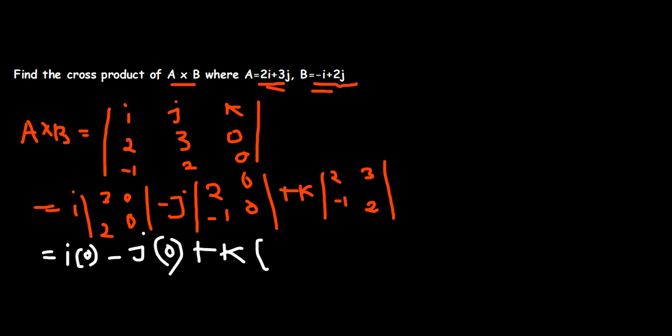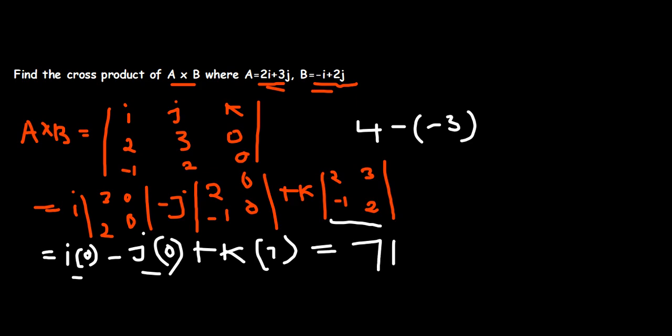Let's find the determinant of this. 2 multiplied by 2 gives us 4, and then minus, minus 1 multiplied by 3, which is minus 3. So this will just be 4 plus 3, which is 7. The final answer is that the i is 0, the j is 0, and we only have the k, so the answer is 7k. That's how we find the cross product of those two vectors.